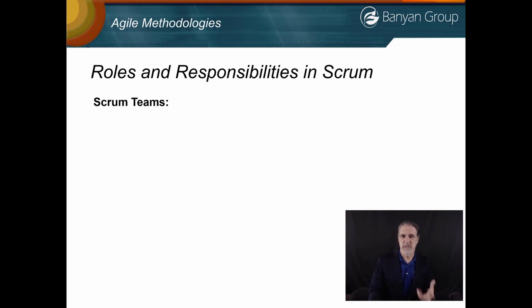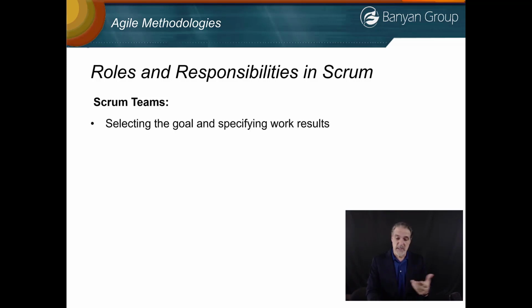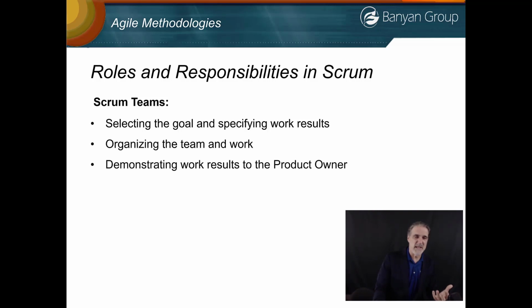Now last, we'll talk about Scrum teams. These are the people who are going to be doing the work, creating the software, developing the new training program, or whatever the deliverable is. The Scrum team is that cross-matrix group of people with all the skill sets necessary to get all the work done. And so that's your Scrum team. And so they are responsible to select the goal and specify the work results. In other words, when they're being asked to do the next increment of work, they're expected to step up and decide among themselves how much work they think they can do in the next iteration, in the next 2 to 4 weeks. The team is responsible for organizing the team and the work.